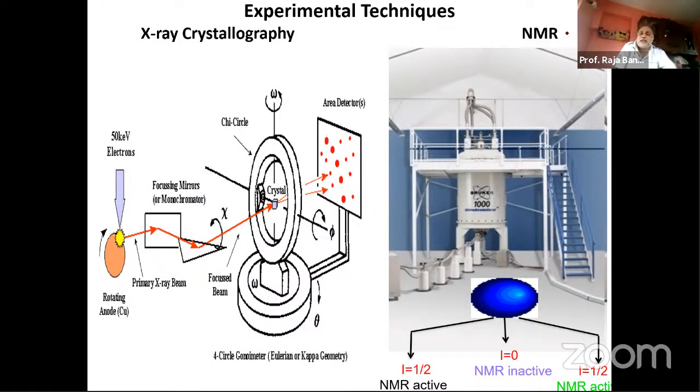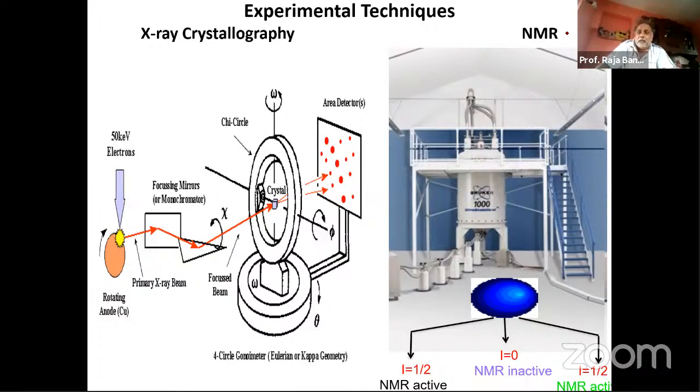The problem in X-ray crystallography is that there is no solute-solvent interaction. The molecule is free. But in NMR, which was invented much later, in 1980 or after that, you can get the solution structure and you can have an idea about the system.